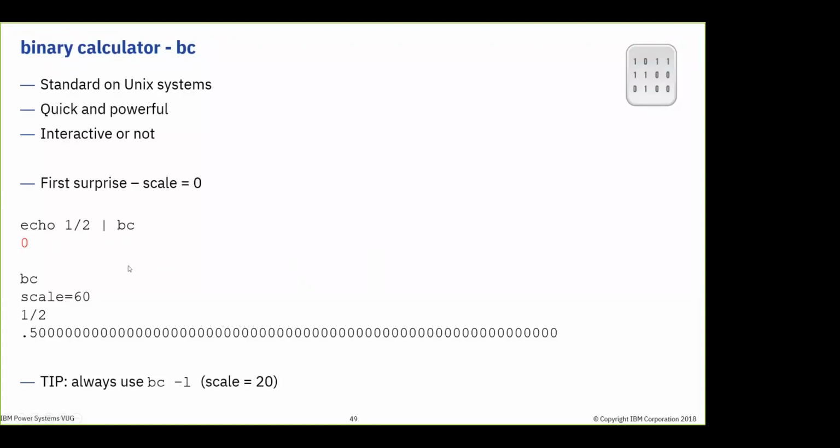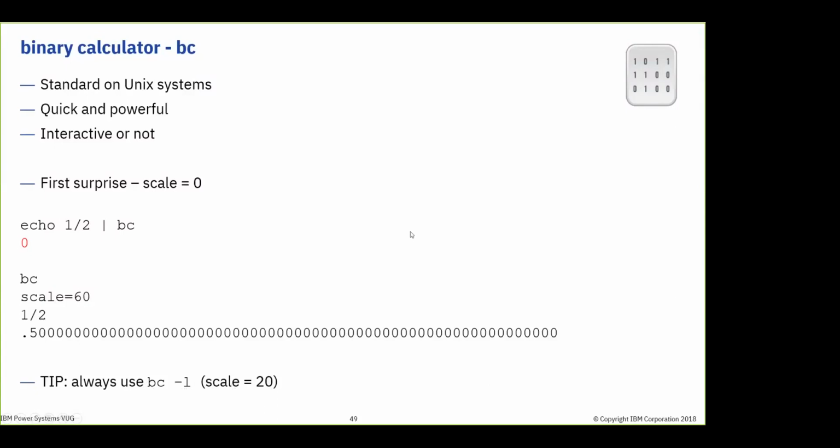But it's a variable scale. So what you can do is you can set the scale in BC. So here I set it to be 60, and that will give me 60 decimal places. By default, I use BC -l. That L loads in the maths library and automatically sets the scale to 20.